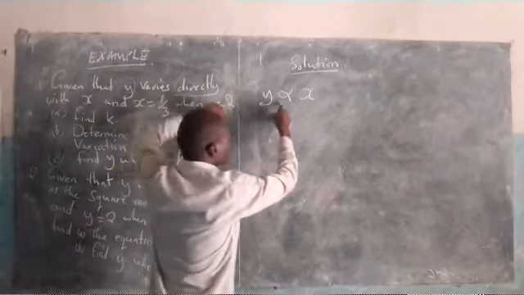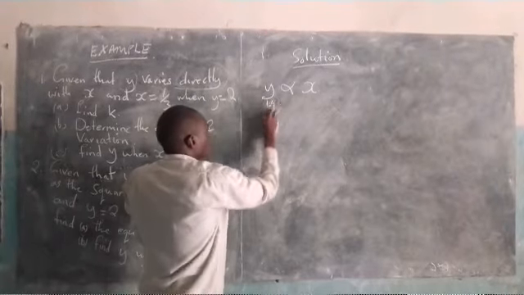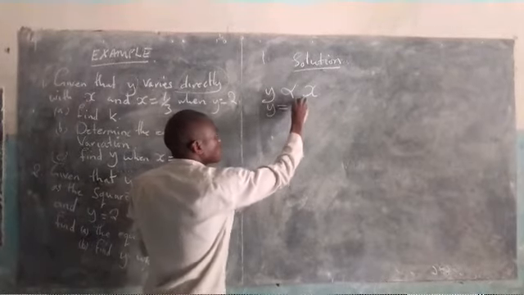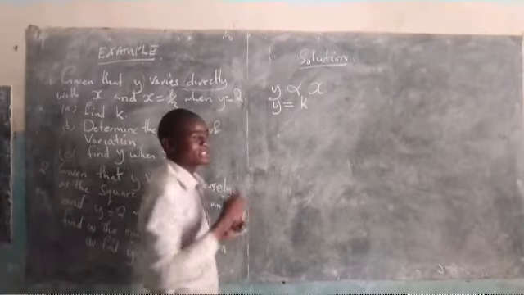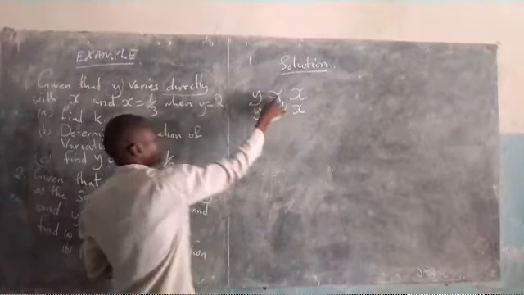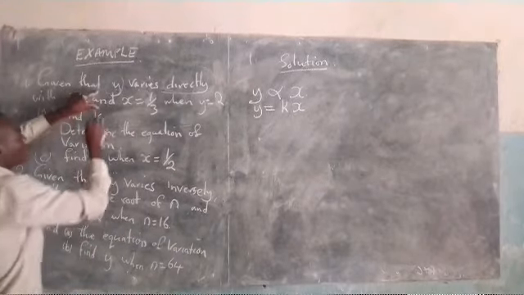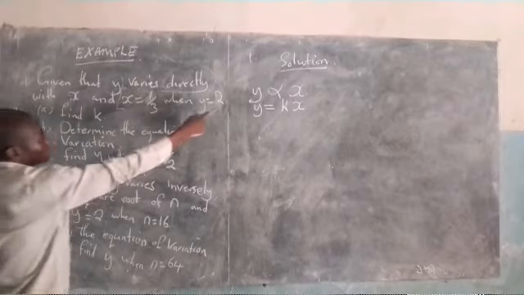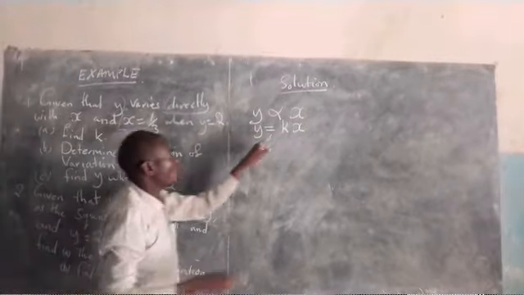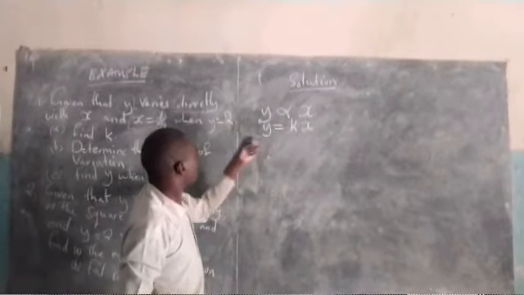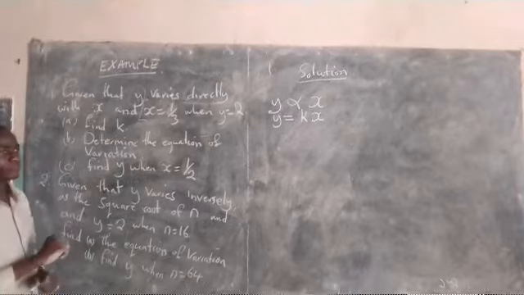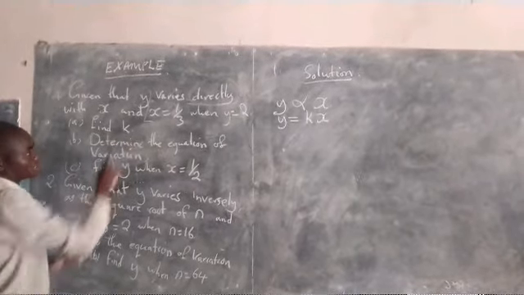For us to solve, we need first to create the equation. y is equal to, the moment you change from the variation sign to equals, you introduce a constant of variation, represented by the letter k. So you have y equals kx. Now x is 1 over 3 and y is 2. These two values are going to help us find the constant of variation. Where the question says find k, it simply means find the constant of variation.